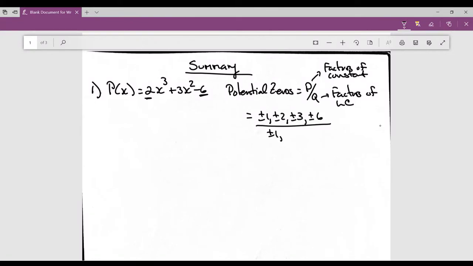The potential zeros are 1 over 1, 1 over 2, which is a half, 2 over 1, 2, 2 over 2, which would be 1, so you don't have to rewrite that because you already have the 1. 3 over 1, 3 over 2, 6 over 1, and then 6 over 2 is 3, which we already have. So again, those are your potential zeros.